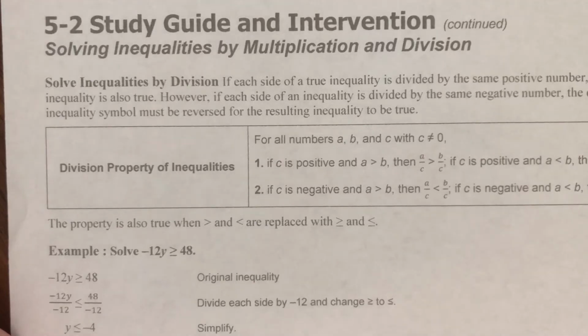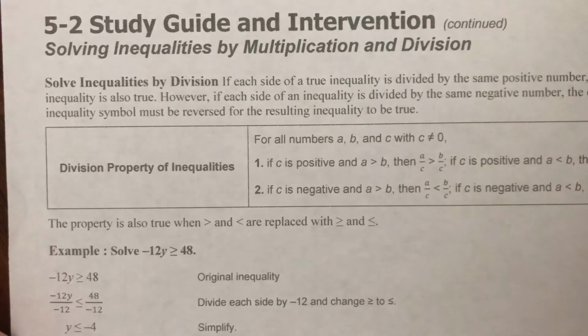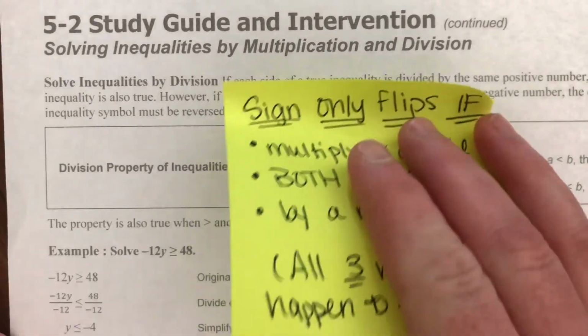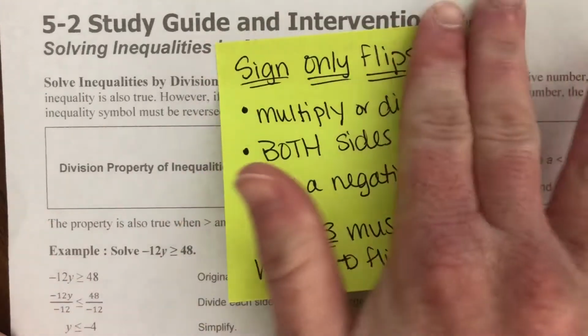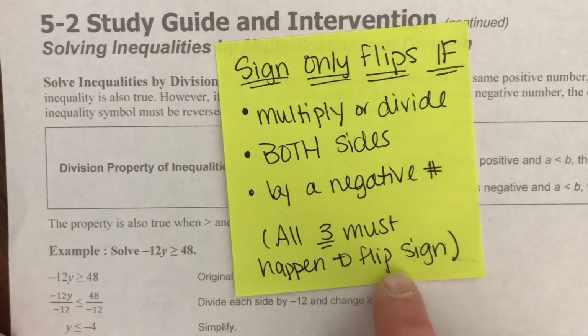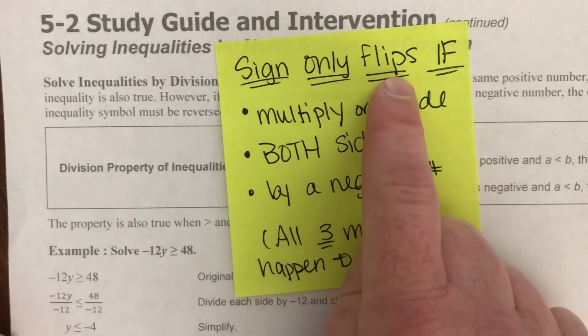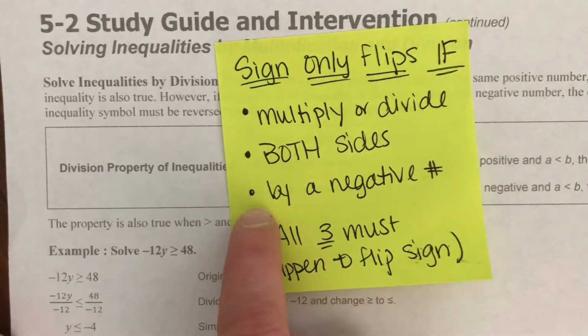All right, this is part 2 of lesson 5-2, solving inequalities using multiplication and division. In part 1 of this lesson, we focused on multiplication, so now we're going to focus on division. We are still keeping in mind what we talked about flipping our sign in the first part of the video, part 1. So the sign only flips if all 3 of these things are true.